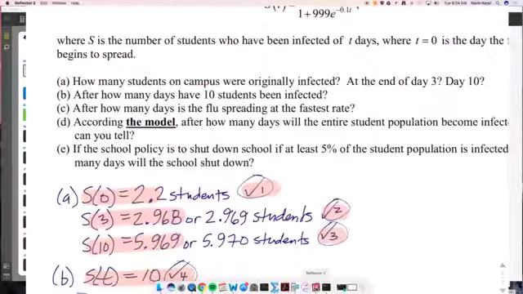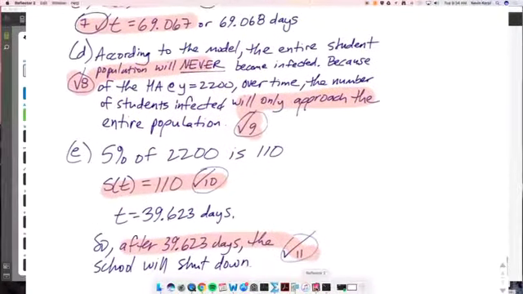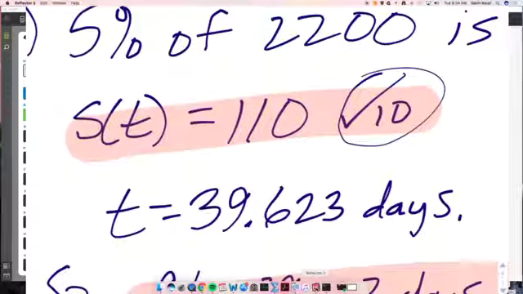All right, and then part E, if the school policy is to shut down the entire school, if at least 5% of the population is infected, how many days will it take for the school to shut down? So you're going to have to figure out what 5% of the population is. So 5% of 2,200, if you just multiply 2,200 times 0.05, you get 110. So the check comes from setting S of t equal to that number, 110, just like we've been doing.